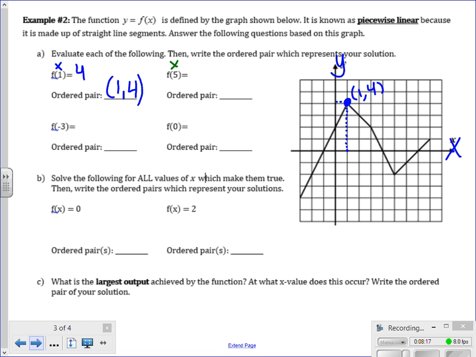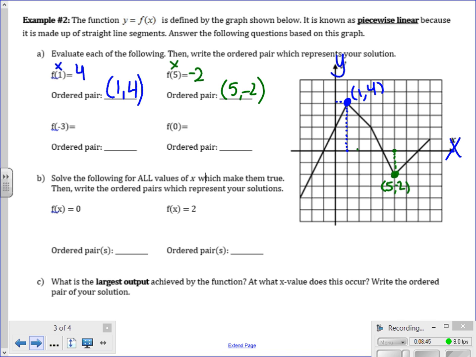We'll do the same thing with f of 5. 5 is an x value. So I go to the graph at 5, and I find the point on the graph that has the x value of 5. I need to now find the y value that goes with that point. It looks like I counted down 2 to say that f of 5 equals negative 2, and the ordered pair representing that point is (5, -2).